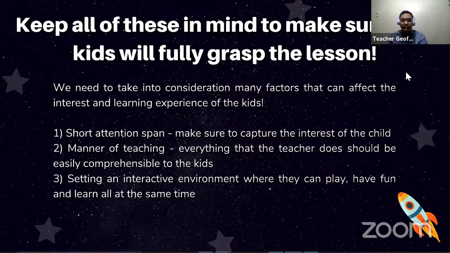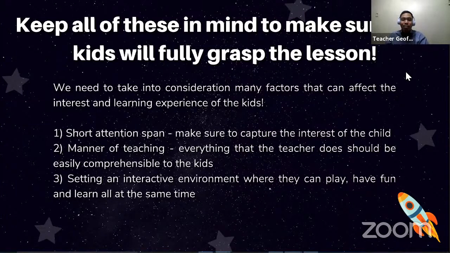So intindihin natin na dapat kung paano natin kausapin yung mga bata, hanggang paano natin ituro yung mga lessons, dapat lahat yun taken into consideration. Kung paano man ako magsalita ngayon, actually, tinitake into consideration ko rin. Kasi kung gaano ako kabilis, kung gaano sa baby talk yung pagsasalita ko, dapat taken note of yun. Para maintindihan talaga ng mga bata lahat. Okay? Now, let's proceed to the third one.